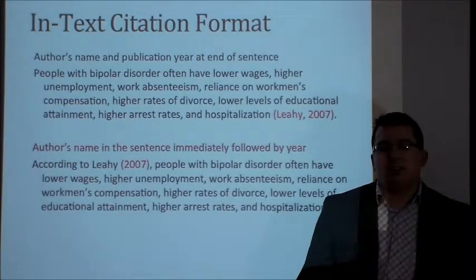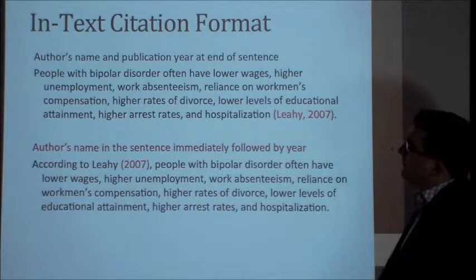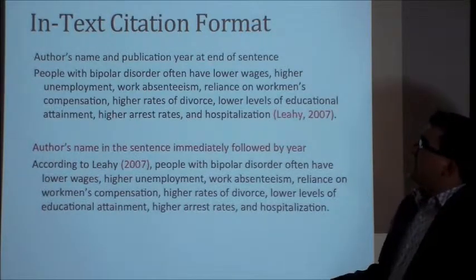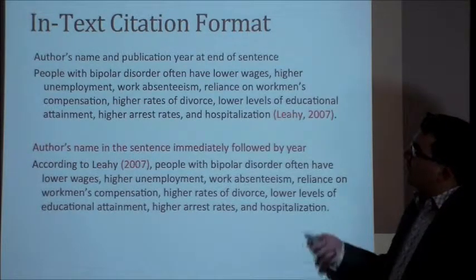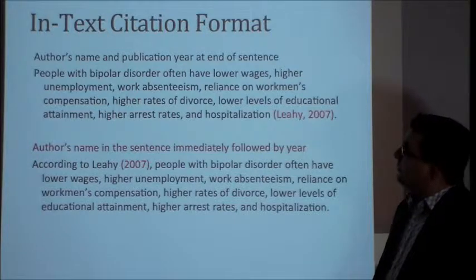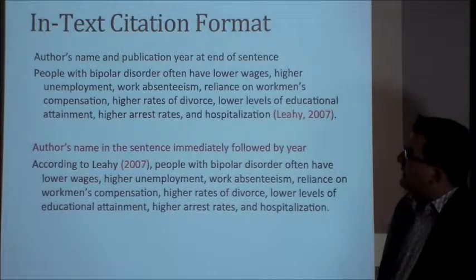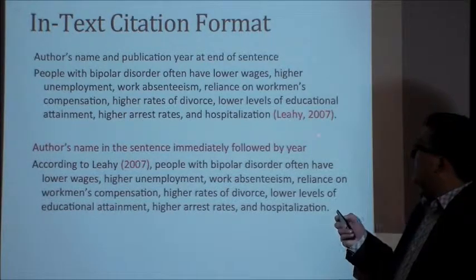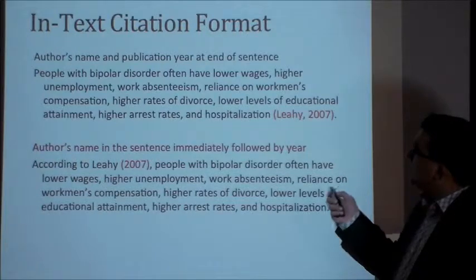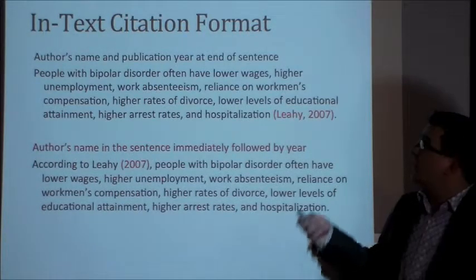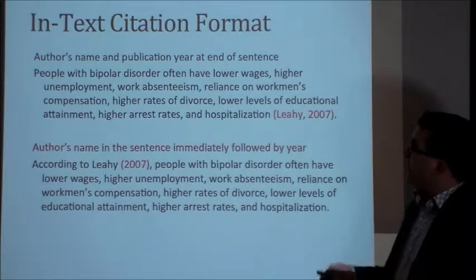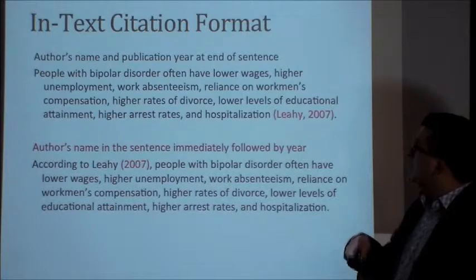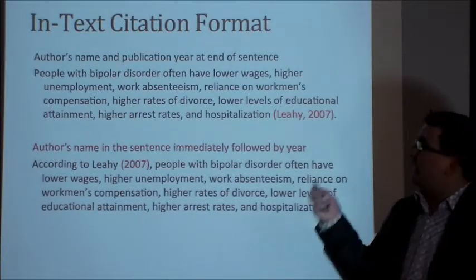There are a few different ways to cite, so I'm going to go over those as well. Now, the author name and publication year at the end of the sentence. People with bipolar disorder often have lower wages, higher unemployment, work absenteeism, reliance on workmen's compensation, higher rates of divorce, lower levels of education attainment, higher arrest rates, and hospitalization. Leahy, 2007. That information was pulled from that source on people with bipolar disorder. So I was writing a paper on that, and I pulled the information from Leahy 2007. You betcha I should be in there citing that. So that's what that is there.